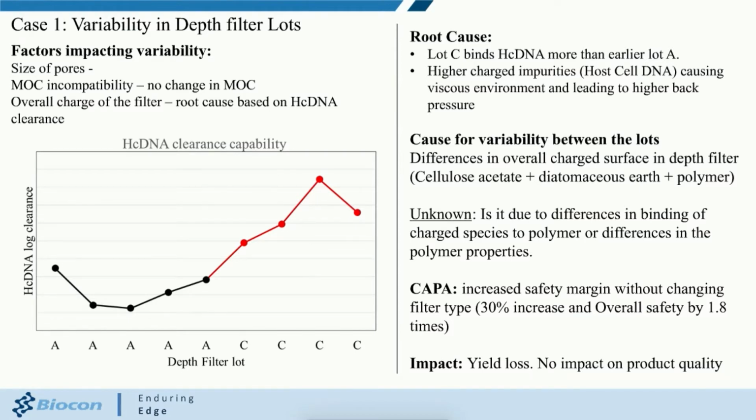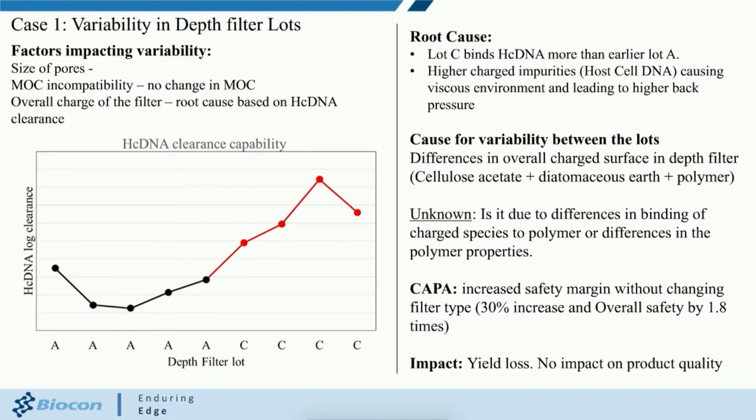But keeping this variability in mind, we have added an additional 30% safety on the existing safety. Initially, while developing, we already built in 50% safety on the worst case. On top of it, we have included an additional 30% safety. Overall, we have a 1.8 safety factor. So far, we have manufactured more than 150 batches after that issue, and we are not seeing any issue in the depth filter.